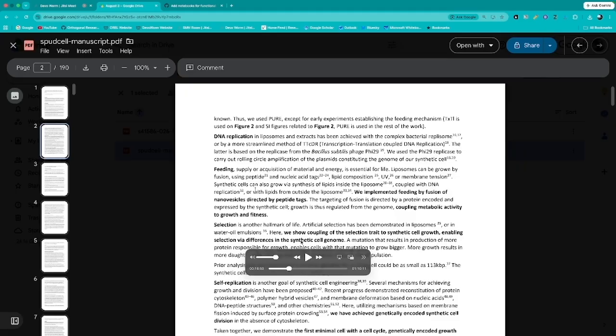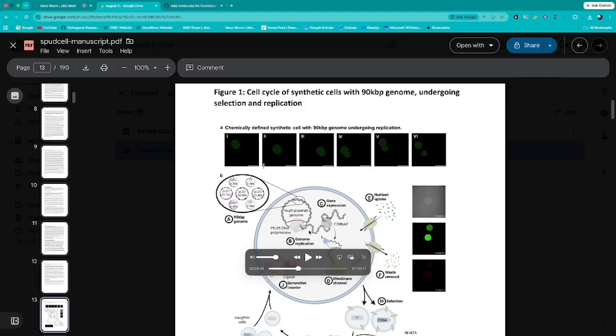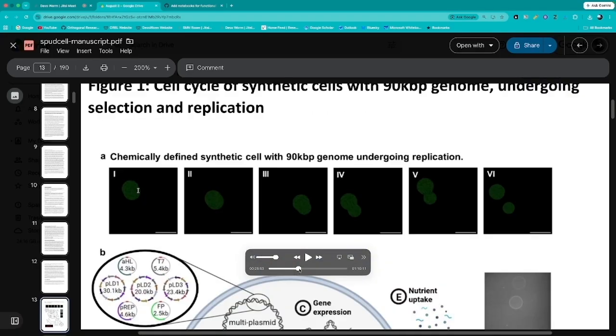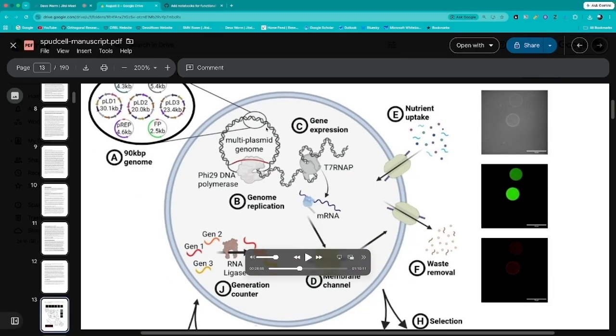So this is something that you can use to study early life, but you can also use it for bioengineering purposes. And so this is just some figures from the paper. They show that they can replicate a cell cycle. They have this multiplasmid genome that gets transcribed within the vesicle. They have these membrane channels that get expressed, and then you get this nutrient uptake, and you get division not through the typical way that cells do this, but through crowding of the membrane and subsequent fission.